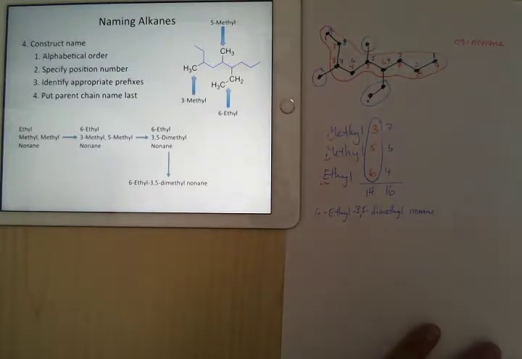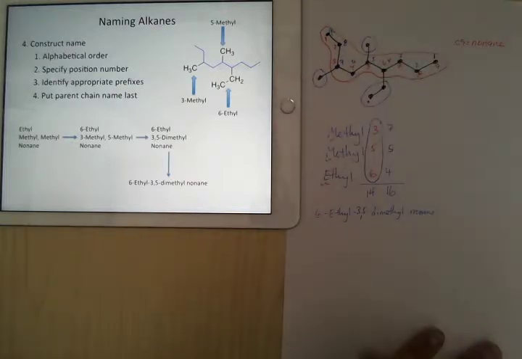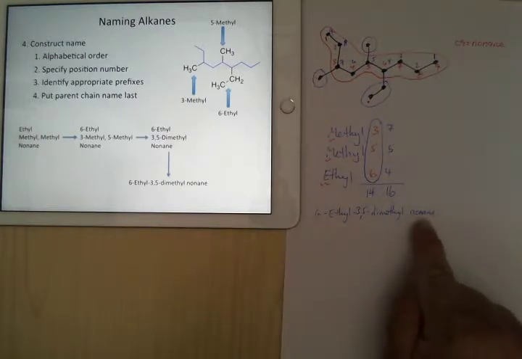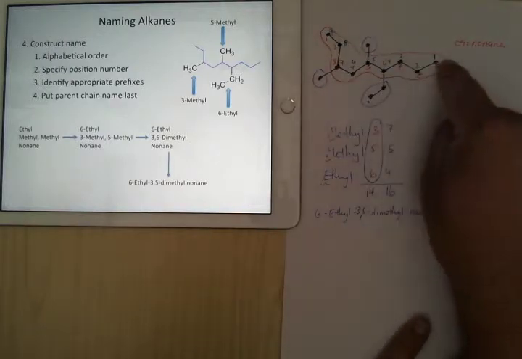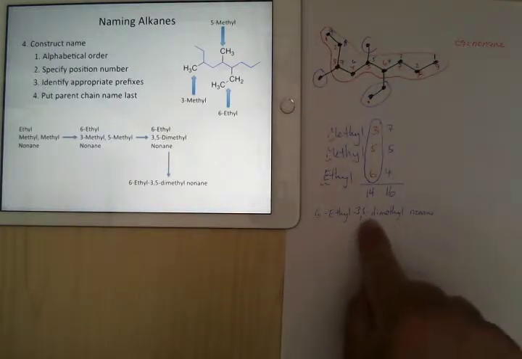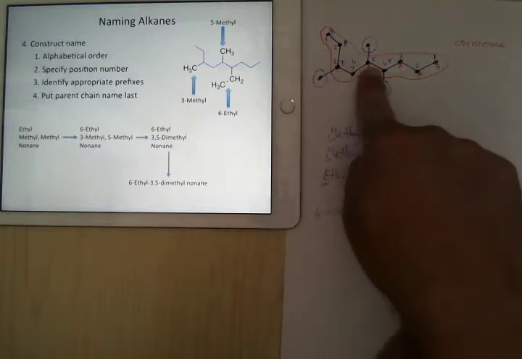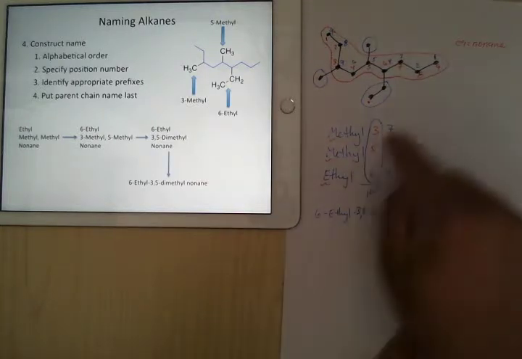If you have the name and want to indicate the structure, it's usually better to go backwards. Start with the main chain. This says we have a main chain that's 9 long, right here. We have 2 methyl groups, one hanging out at carbon 3, one at carbon 5. We also have an ethyl group, a 2 carbon side chain, hanging out at carbon 6.